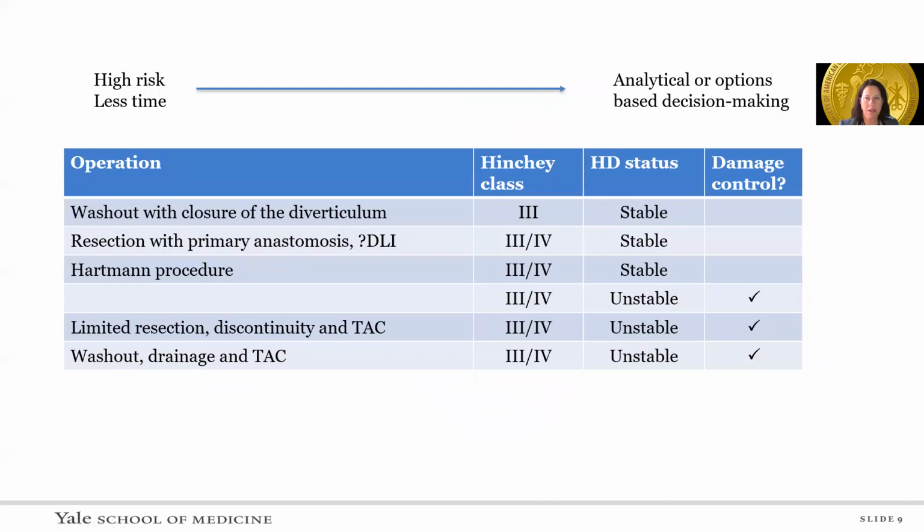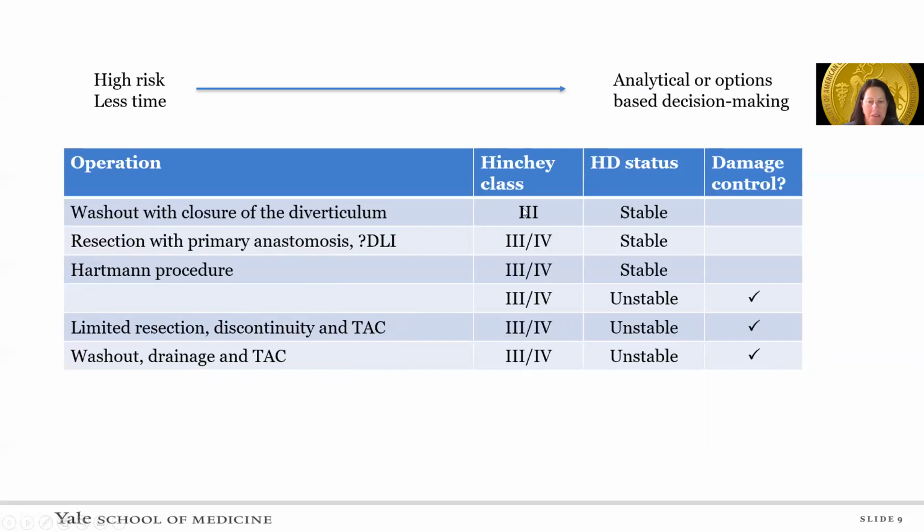So when we think about damage control surgery in the management of perforated diverticulitis, we're talking about predominantly 3 operations on the lower portion of this chart. And in this presentation, TAC is not total abdominal colectomy, but rather temporary abdominal closure.